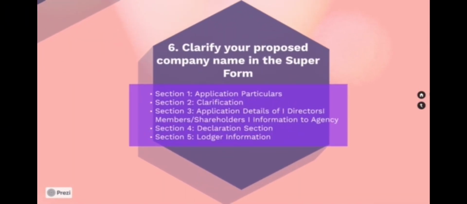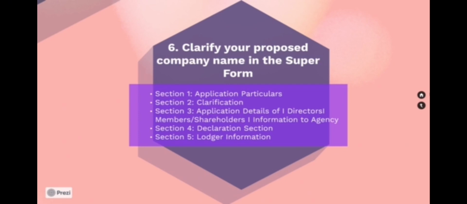Step number 6 is to clarify your proposed company name in the Super Form. Once you click the submit button, you will be directed to the Super Form. There are 5 sections in the Super Form, which are particulars of application, clarification, application details of directors, members or shareholders, information to agency, declaration section, and lodger information.